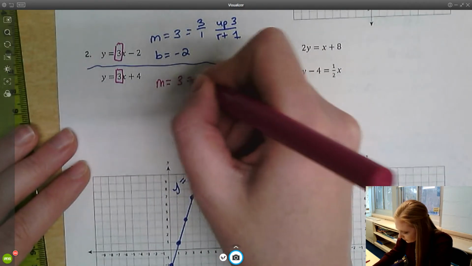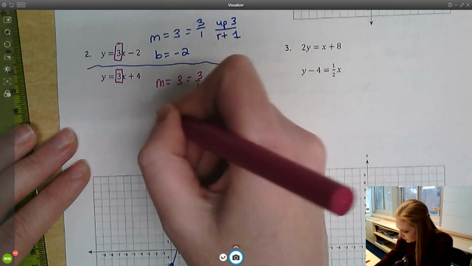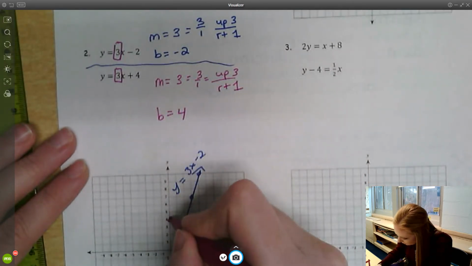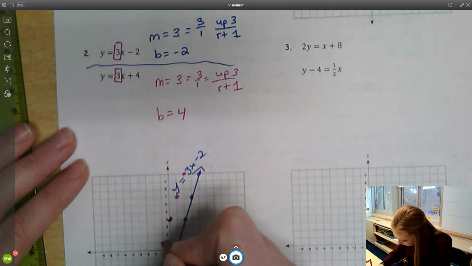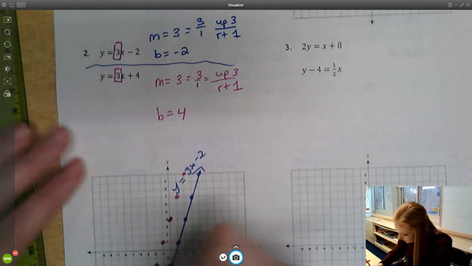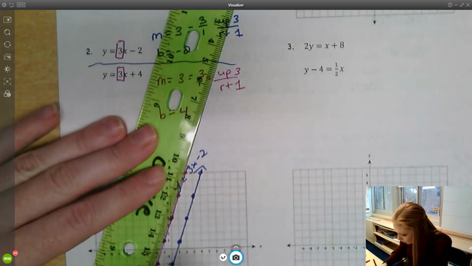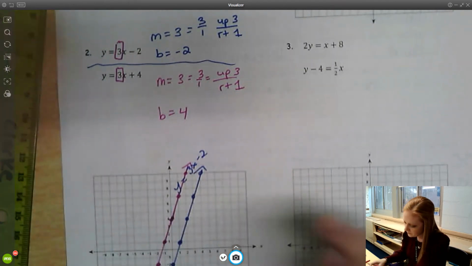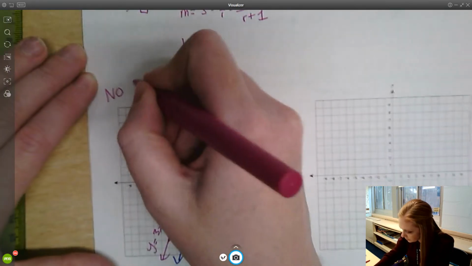m is 3. So again, 3 over 1, which is up 3, right 1. And our b this time is 4. So we're going to begin at 4. And then we're going to go up 3, right 1, up 3, right 1. Backwards would be, the opposite is down 3, left 1. They're very close together, but they're parallel. They have the same slope, so they're never going to intersect. So because of that, they're parallel, same slope, so no solution.